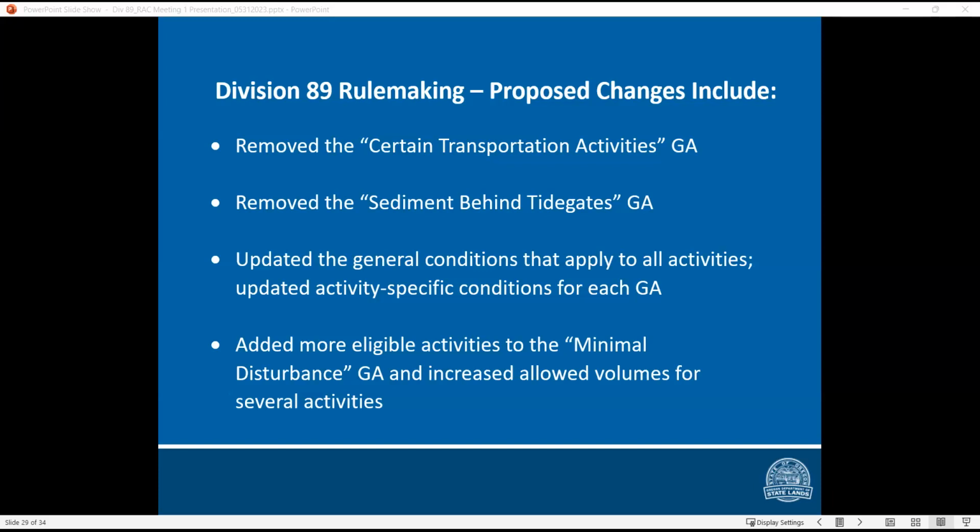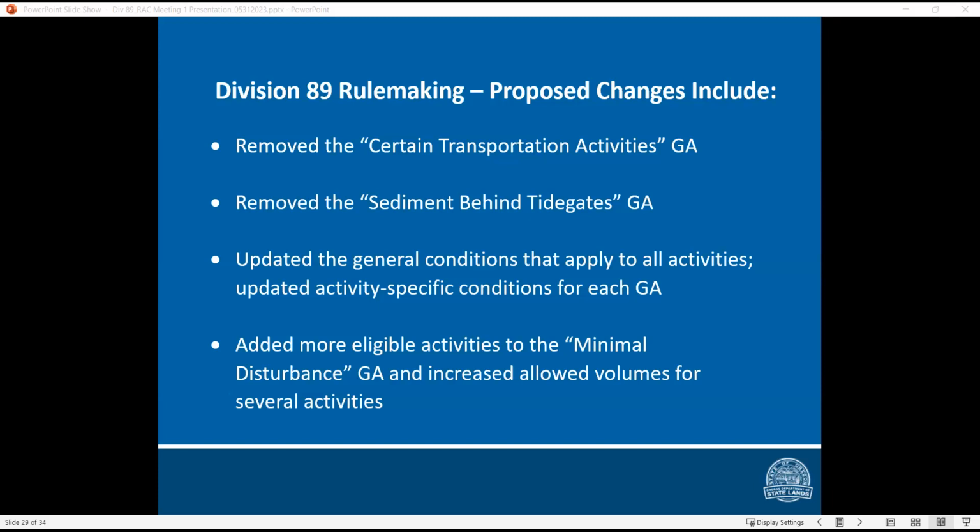So highest level, our proposed changes include a few things. We are proposing to remove the certain transportation activities general authorization, which I know right now is grabbing Brad from ODOT's attention. He's probably saying, huh, what? So our next meeting, Brad, we're going to go into detail about why we're proposing to do that and how those activities that are covered now will continue to be covered under a GA in the future, and even add a few more activities that we think will be helpful to ODOT.